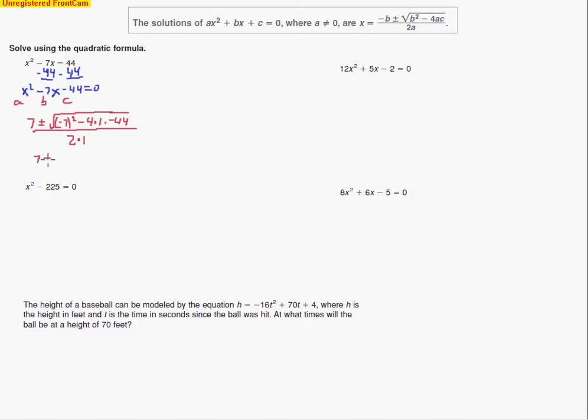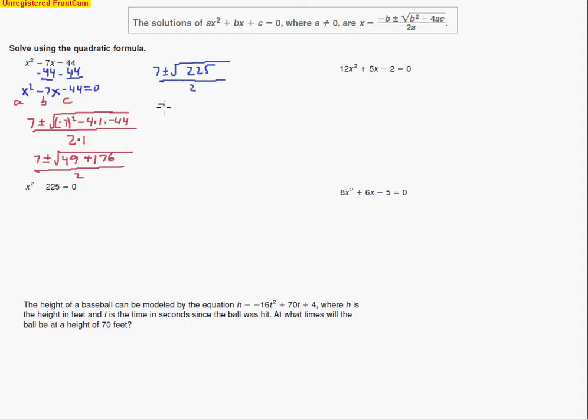So it's 7 plus or minus the square root, and then we've got 49 is what we get when we square the 7, and multiplying the 4 times the 44 gives me 176. Now note that two negative signs here are going to end up canceling each other, so I'm going to have a plus 176, and this is all over 2. So to do a little bit more work underneath that radical sign, we can add some numbers together. So 49 plus the 176 gives me 225, and this is all over 2.